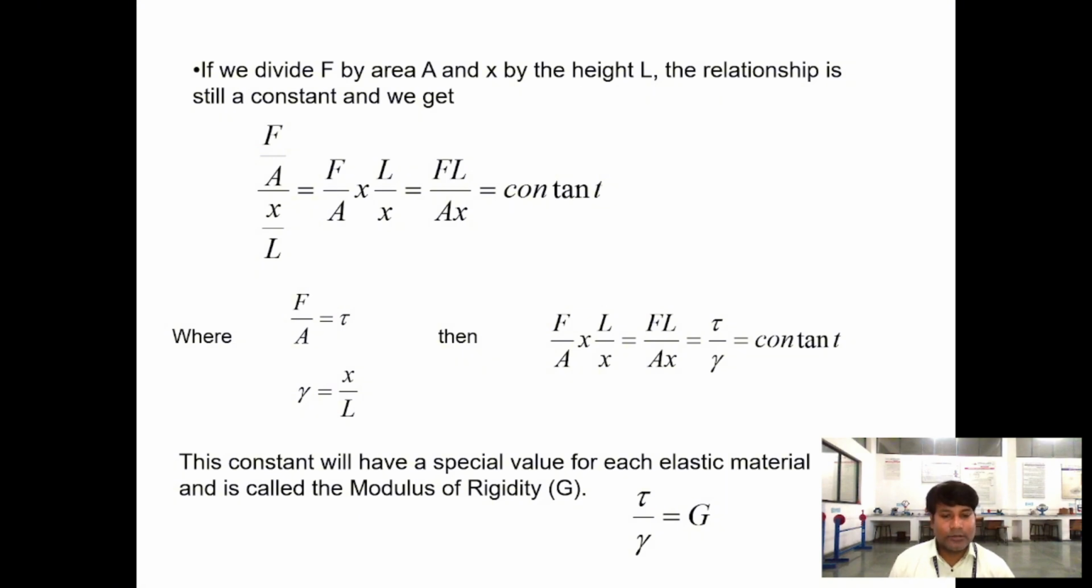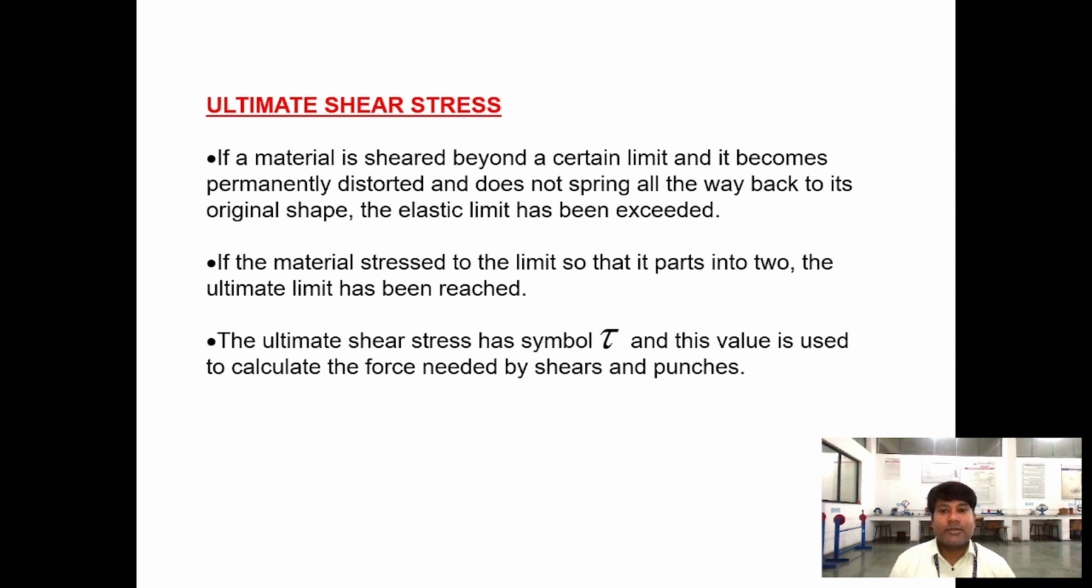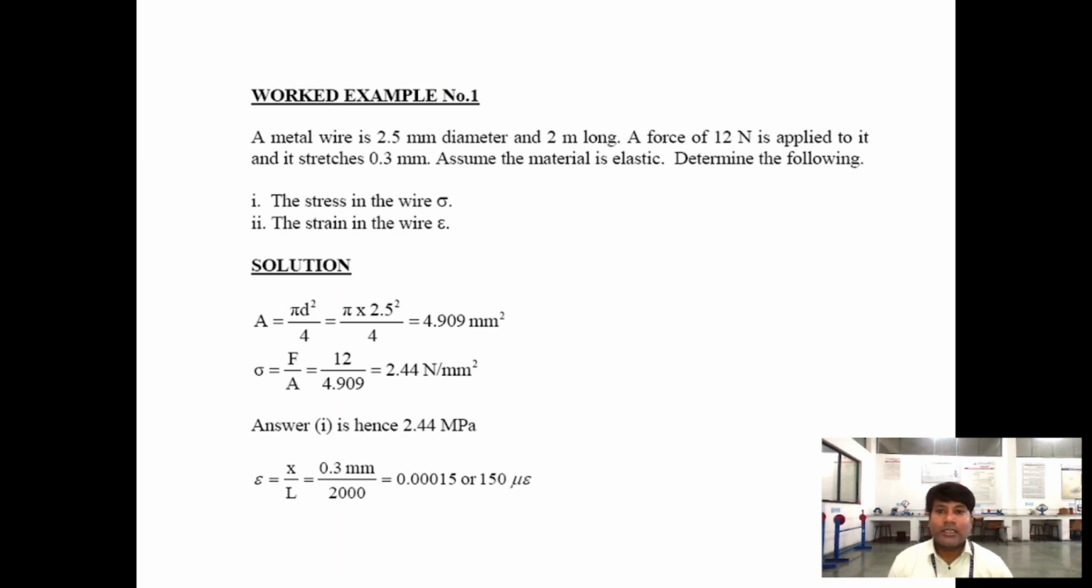Sometimes in some books it is also written with a capital C. Tau is what? Shear stress. Gamma is shear strain. So it is the ratio of shear stress to shear strain. Ultimate shear stress: if a material is stressed beyond a certain limit, it becomes permanently deformed and does not spring all the way back to its original shape. That is the elastic limit. If the material is stressed to the limit so that it parts into two, the ultimate limit has been reached. The ultimate shear stress is tau, and this value is used to calculate the force needed by the shear. These are some examples.